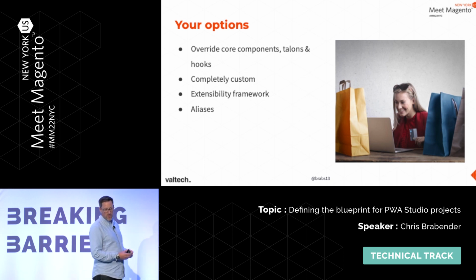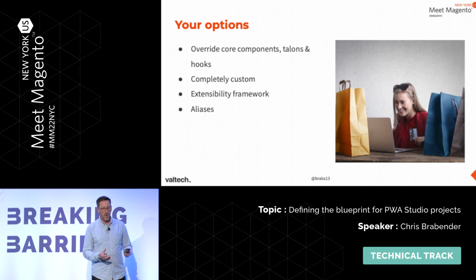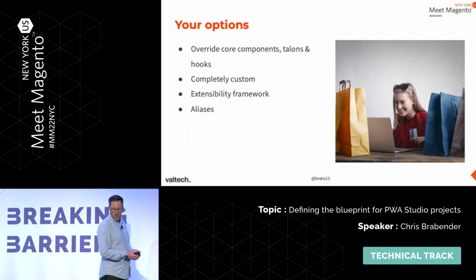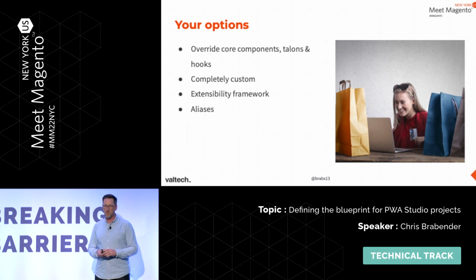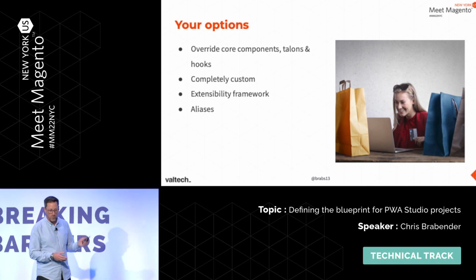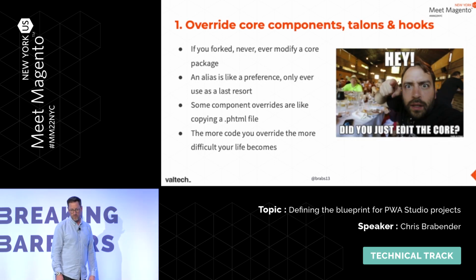So you can override core components, talons and hooks, if you really want to, but that comes with risks. You could implement completely custom components as well, but again, that costs more. You have to build more code and maintain more code. You can use the extensibility framework, which is going to be my recommendation, which allows us to add customizations to the core product, but still maintain upgradeability. And then another way for us to handle styling is going to be our aliases.